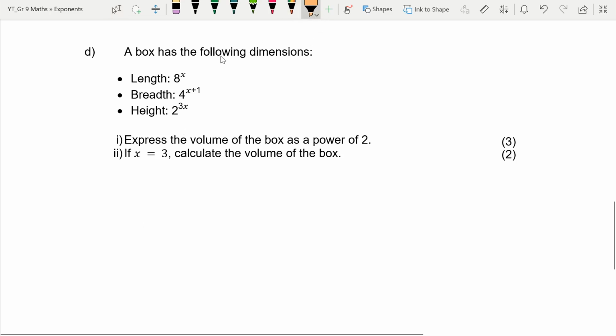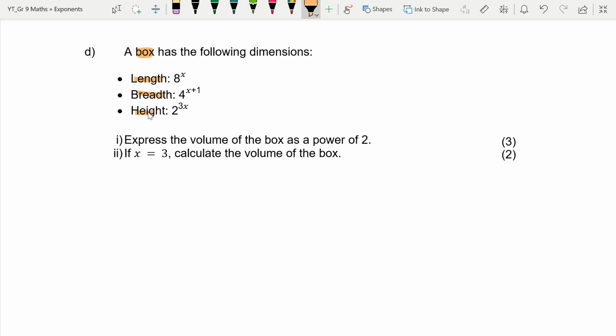Often I find that students don't read and they don't get themselves into the context of the sum, where they see a problem that maybe they haven't seen before. Okay, a box. So we're dealing with the box. It has the following dimensions. So we've got a length, a breadth, and a height.